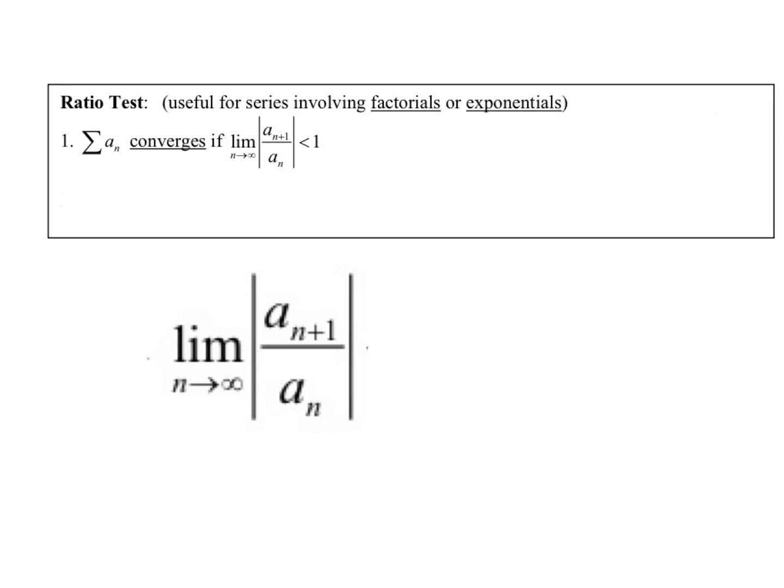And depending on what that limit is, that will tell us whether it's convergent or divergent, or we don't know. There's three cases. So the first case is up there. If the limit is less than 1, meaning it can be negative, it's fine, just so long as it's less than 1, then the infinite series of a sub n is going to converge.